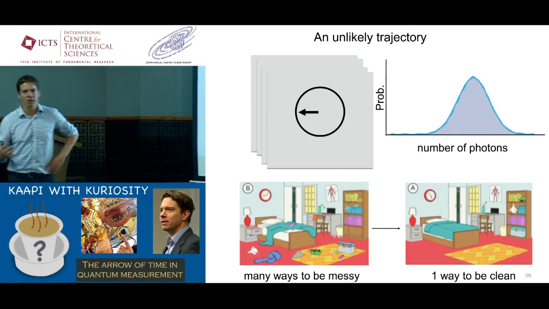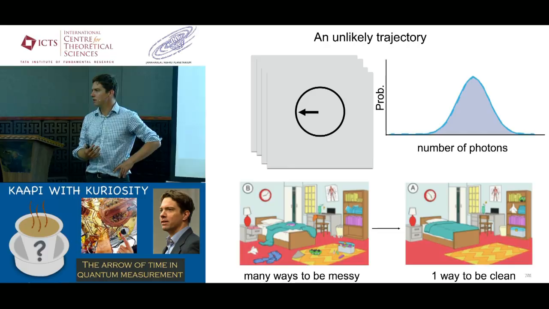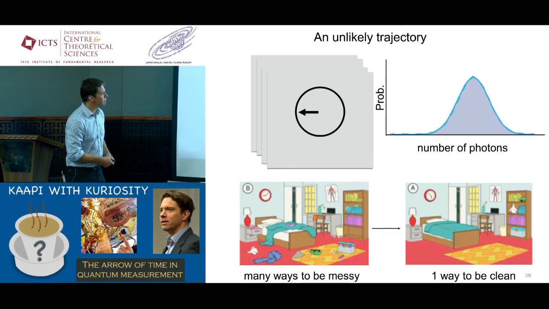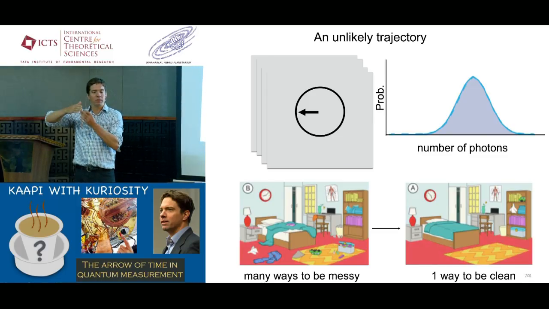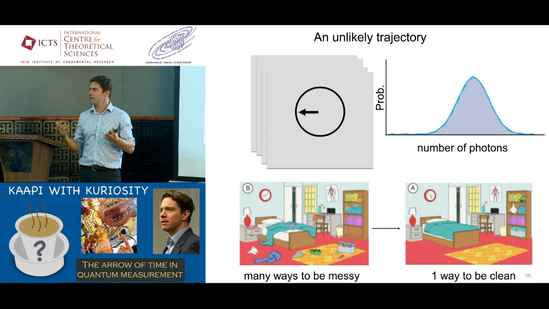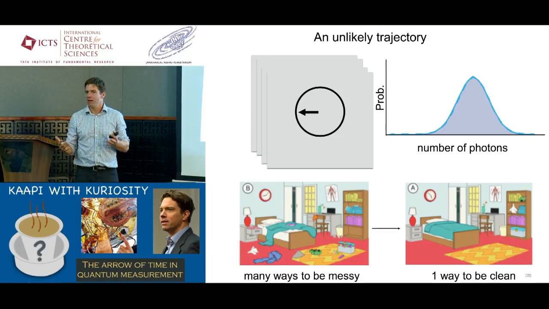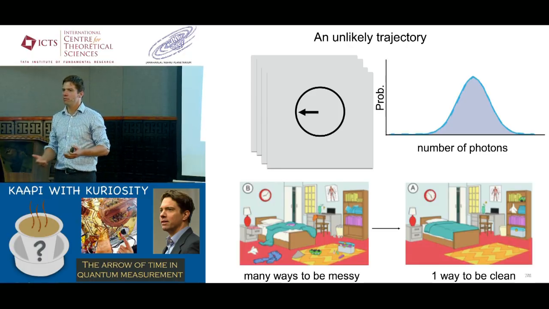And this reminds me of our discussion of entropy at the beginning of the talk. Right? There's more ways for it to be messy. There's only one way for it to be clean. We can see it's more probable for the movie to play one way. It's less probable for it to play backwards. We're looking at the same idea. So we're also looking at, in some sense, entropy associated with the quantum measurement.